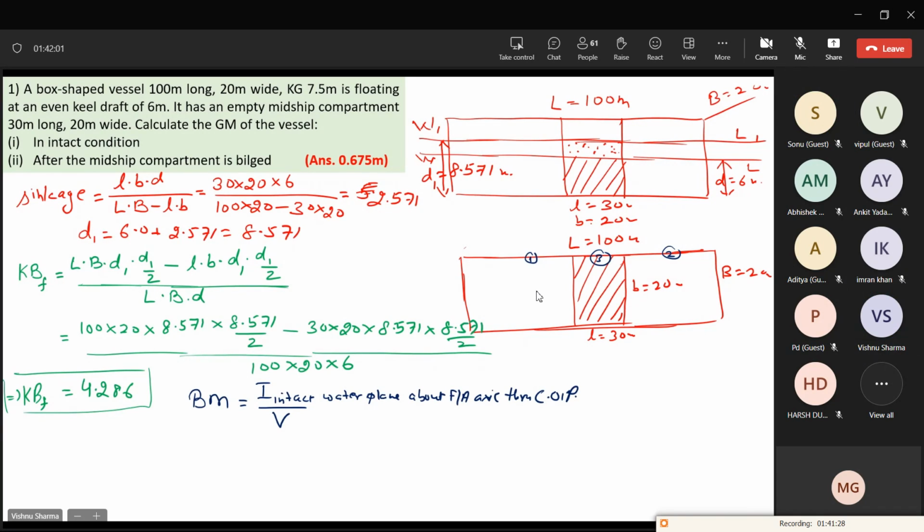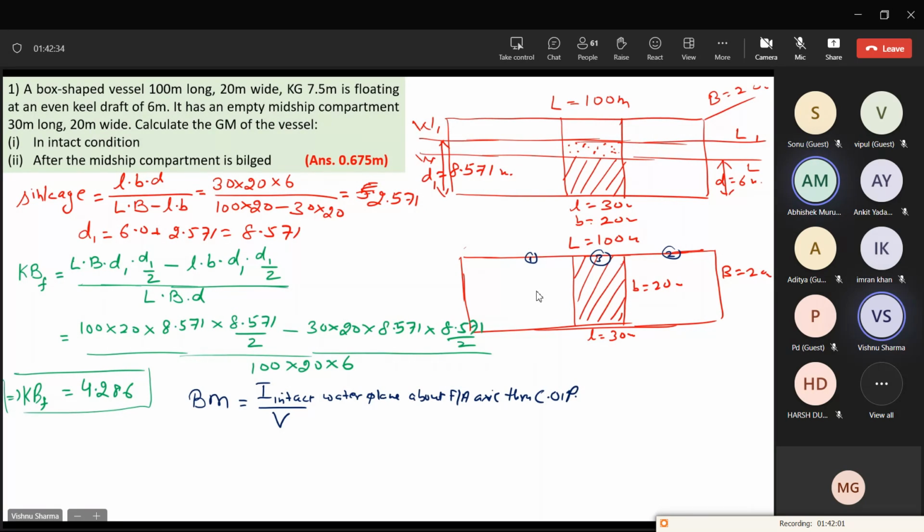Center of flotation will be the geometric center of areas 1 and 2. Why? Because center of flotation is the geometric center of intact water plane, and intact water plane is 1 and 2. Where do you think will be the geometric center of intact water plane in this diagram? Yesterday we did a question of two circles of a raft.